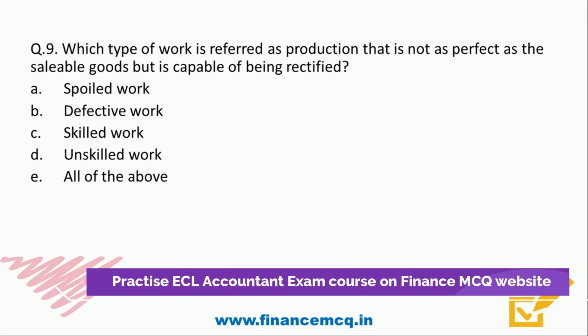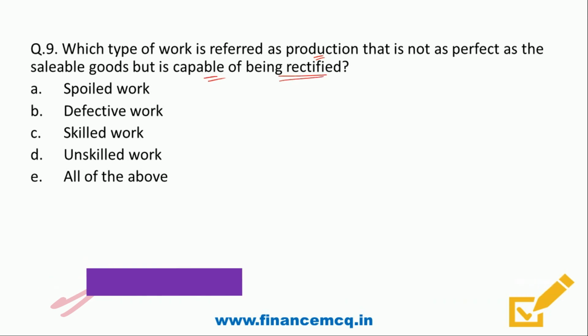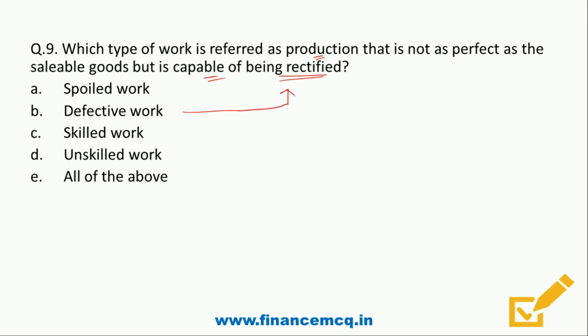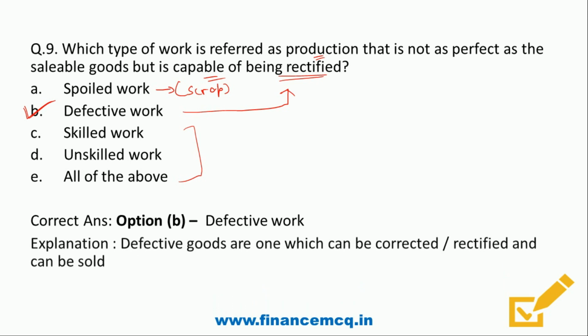So friends, here if you see, they are asking which type of production is capable of being rectified. So here only defective work can be rectified, and if it is spoiled work then the same has to be scrapped, and the rest all three are given just to confuse you. So the correct option is option B defective work. So I hope it is clear. Now let's move on to the next question.